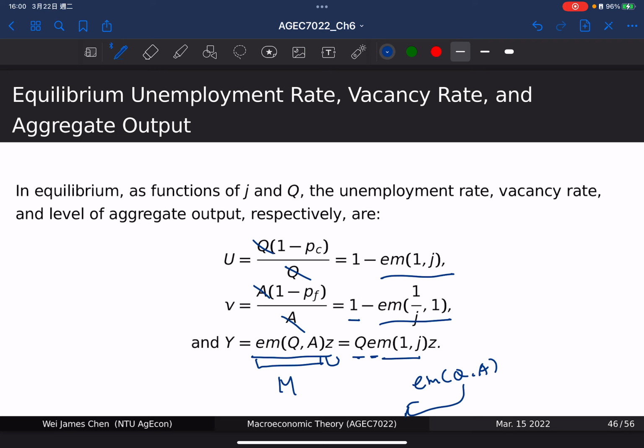Basically, we want to make everything in the form of the matching function. That's why we do it this way. Because here we are under the assumption that we know exactly what the matching function looks like. And since we have the matching function, we know A and Q. Actually, we can solve for J already. Then we will be able to easily determine EM1J and EM1 divided by J and 1. So U and V are easily determined. And Z and the Q are also given here, so you can easily determine the aggregate output as well.